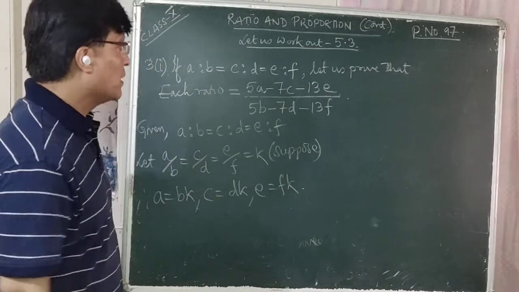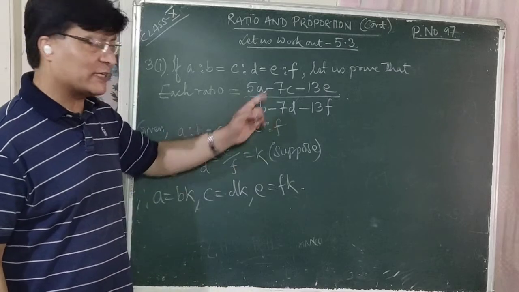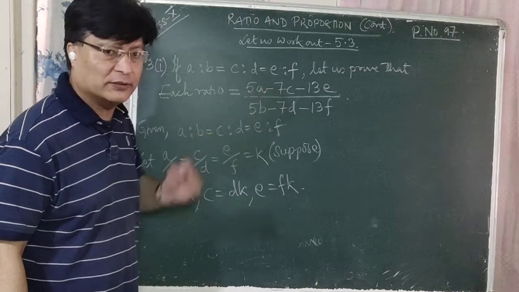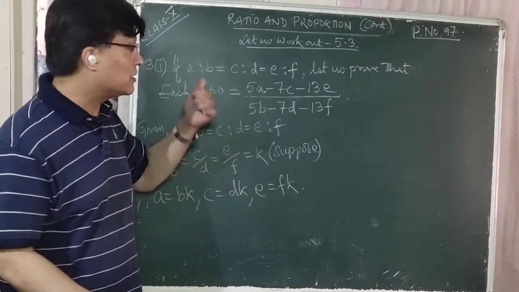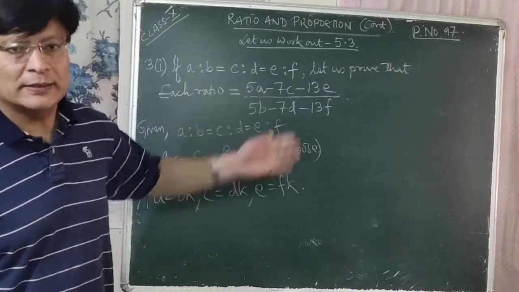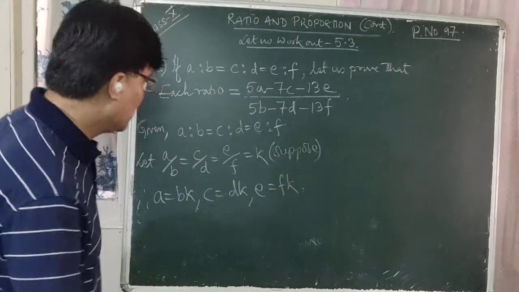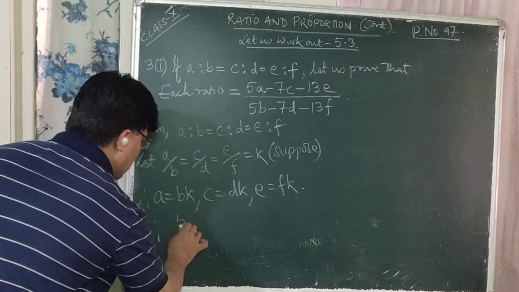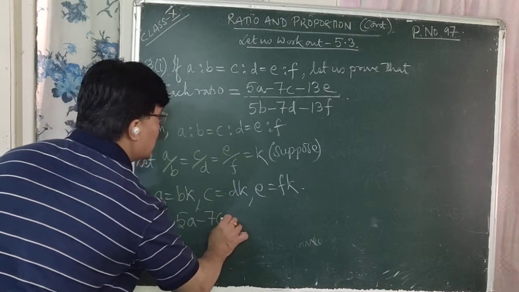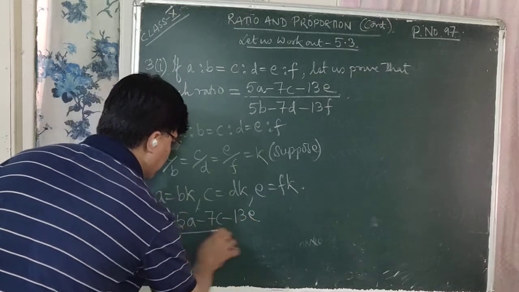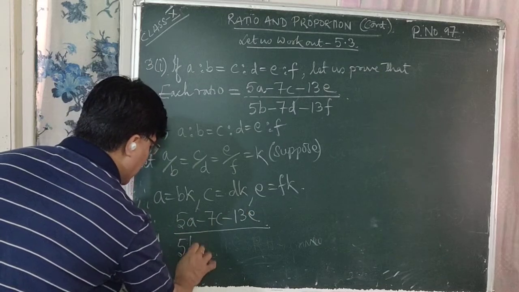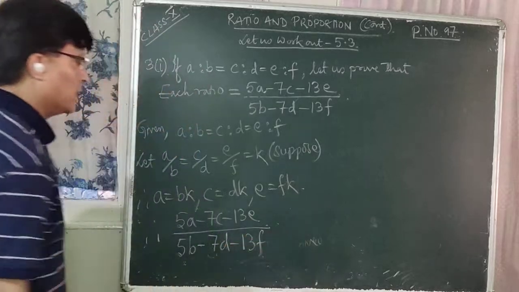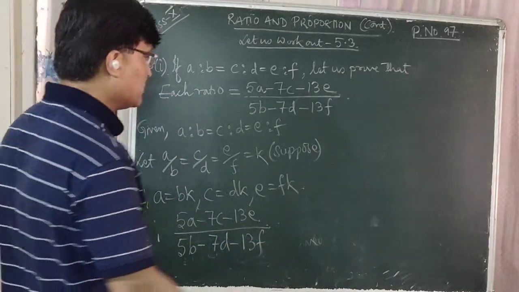So now let us find out the value of this fraction first. If you can prove that K is equal to this fraction, then we can write down that each ratio is equal to that fraction. Right? So let us find out the value of this fraction. That is, what is the given fraction out here? It is 5A minus 7C minus 13E divided by 5B minus 7D minus 13F. Right? So let us put its value.